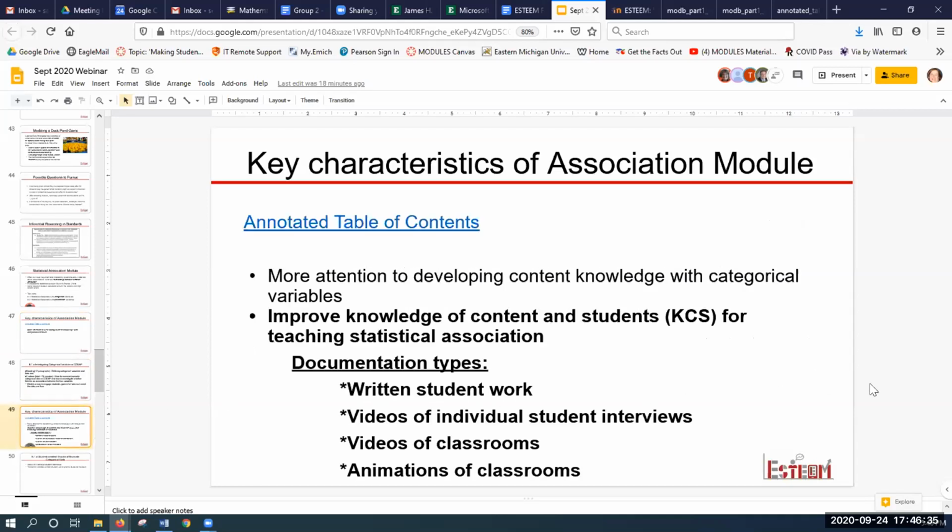We also really develop their knowledge of content and students for teaching statistical association. So those of you familiar with the mathematical knowledge for teaching EGG, it's on the pedagogical knowledge side, and it's all about what do students naturally think about and do when they are analyzing this type of data. So we document this work in 4 different ways. We have actual documented written student work. We have videos of students when they're getting interviewed. We have videos of students working in classrooms, and we have animations of actual classrooms that we put into animations.